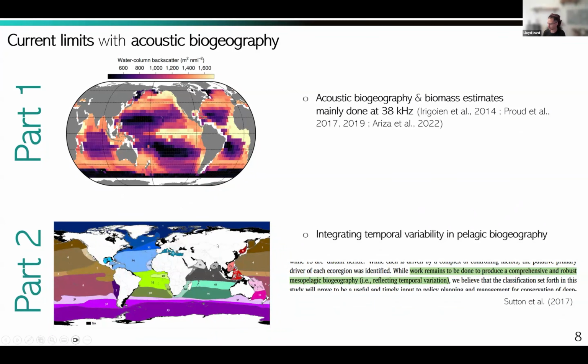Actually, if you read this paper from Sutton and collaborators, you can read that work remains to be done to produce a comprehensive and robust mesopelagic biogeography, meaning one reflecting temporal variation. That's one limit that I mentioned as well in the introduction previously. So that's it for the introduction.